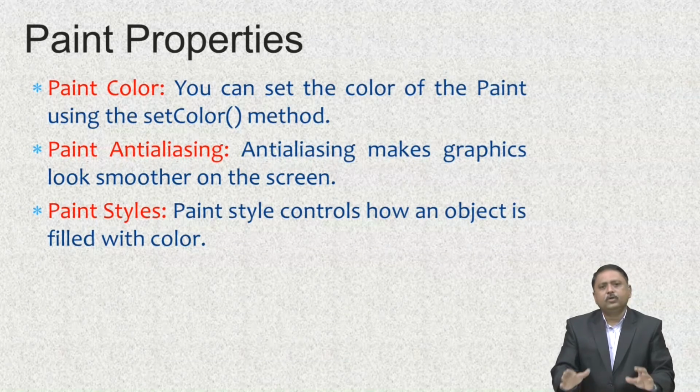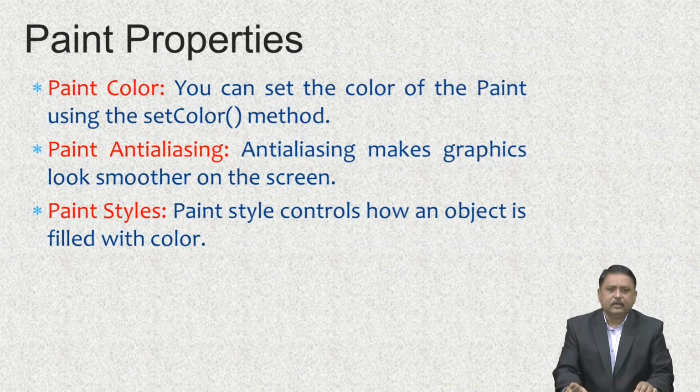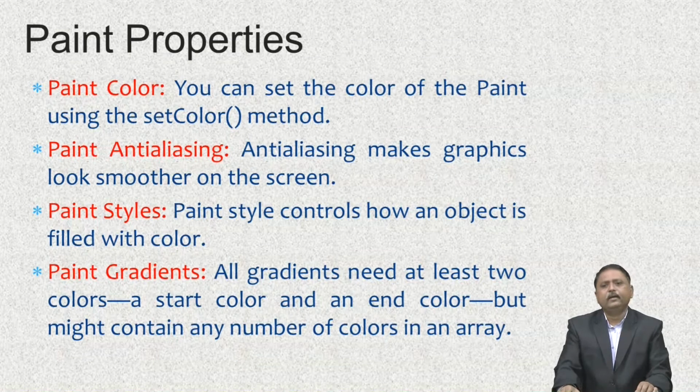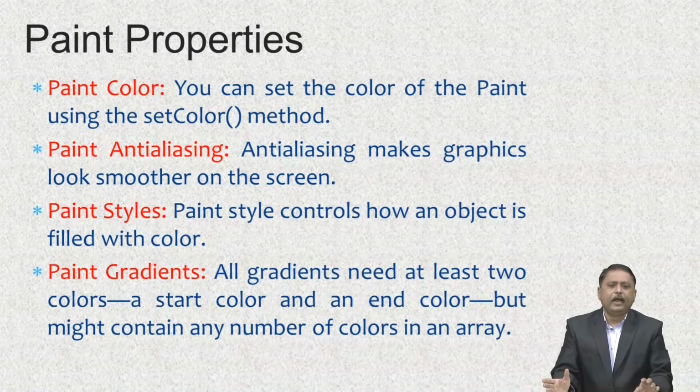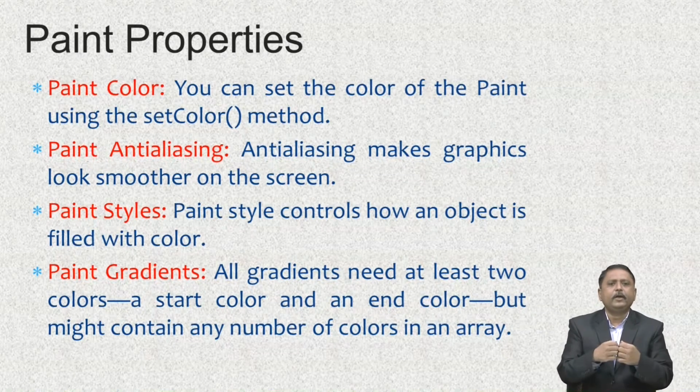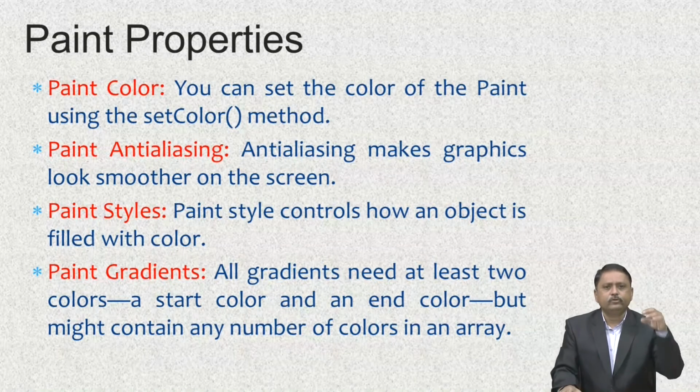Then we can also specify paint styles. Paint style controls how an object is filled with color. Then there is a paint gradient. All gradients need at least 2 colors, a start color and an end color, but might contain any number of colors in an array. So, you can also specify a gradient. Gradient means a combination of multiple colors that you can use to fill a shape using a paint object.